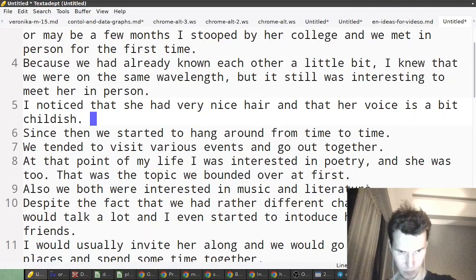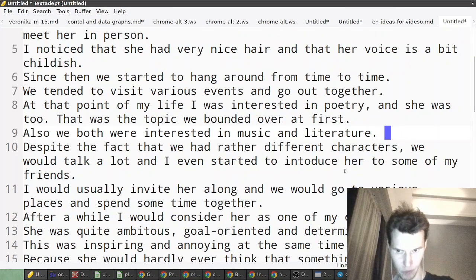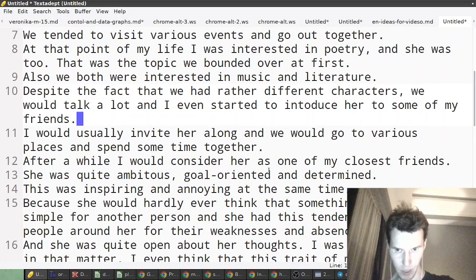Poetry is part of literature, but it's just a part of, okay, maybe history. Don't know. Despite the fact that we had rather different characters, we would talk a lot and I even started to introduce her to some of my friends. I would usually invite her alone and we would go to various places and spend some time together. After a while I would consider her as one of my closest friends.